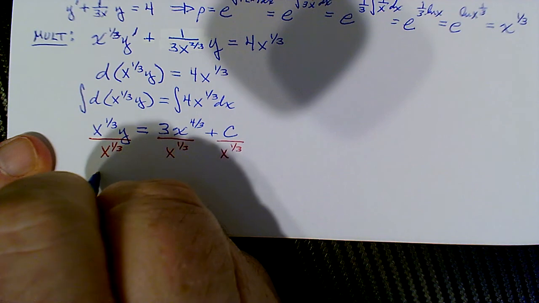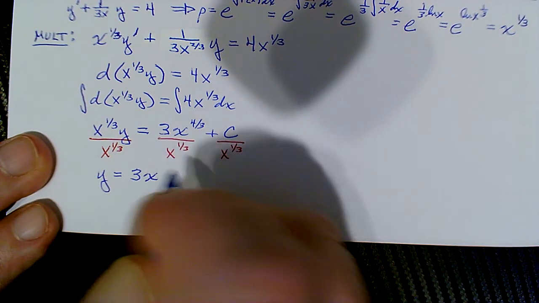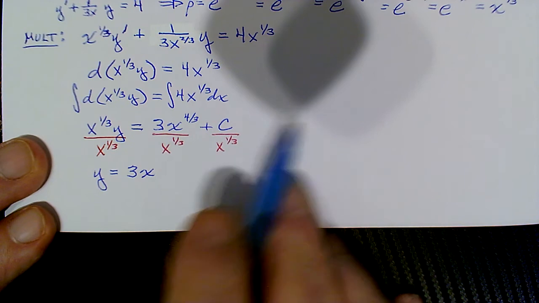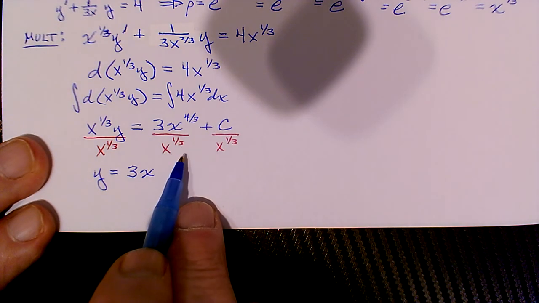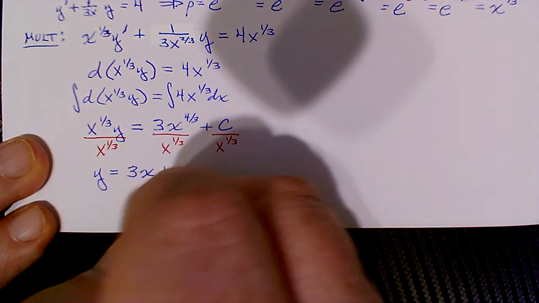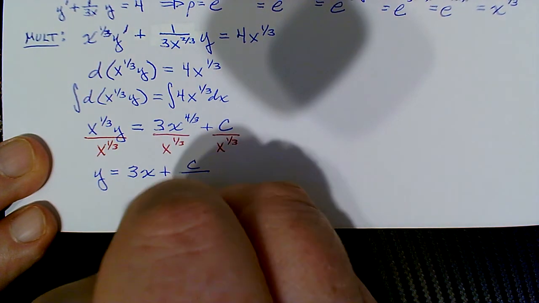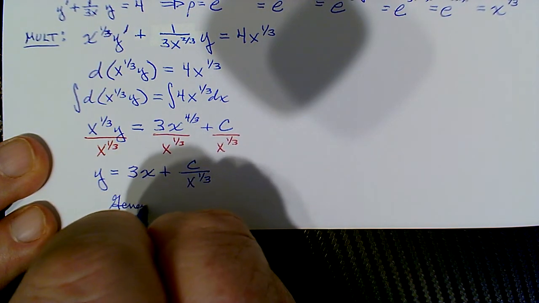And we have y is equal to, okay, this would just give us 3x, because when dividing common bases, we subtract the exponents, and 4/3 minus 1/3 is 3/3 or 1. And then I'm going to leave it as plus c over x to the 1/3. So this is our general solution.